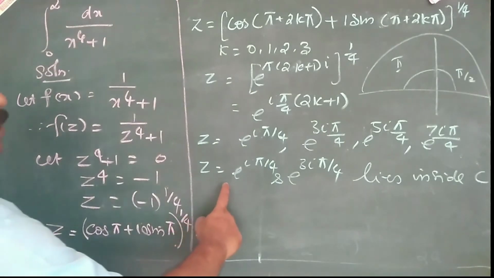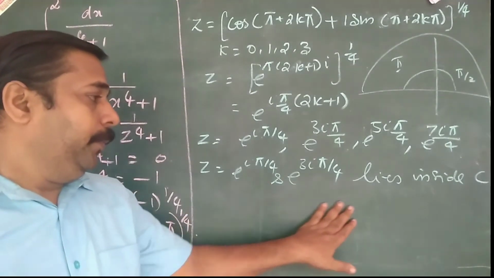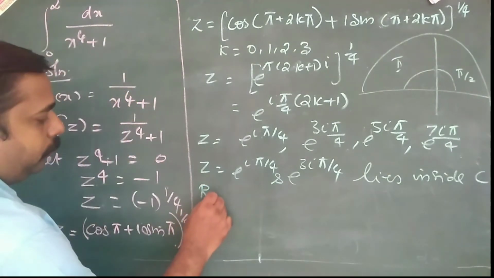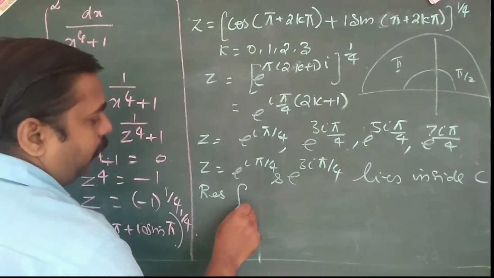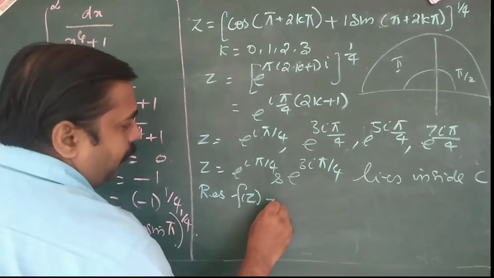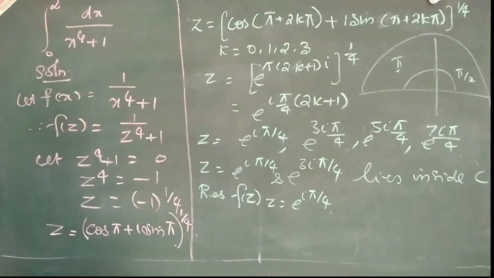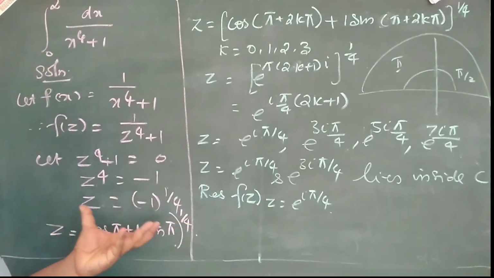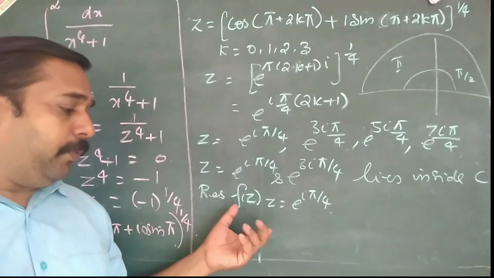So now we can find the residues. So the residue of f of z at z equal to e raised to i pi by 4. These are simple poles, meaning there is no square or cube. Therefore, we can apply the differentiation technique formula.